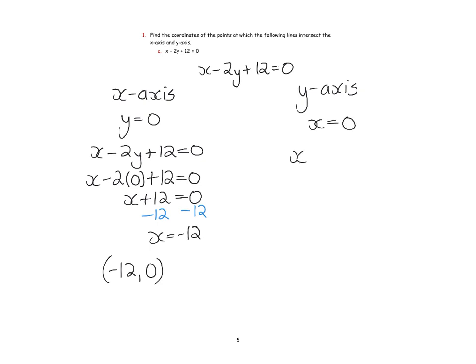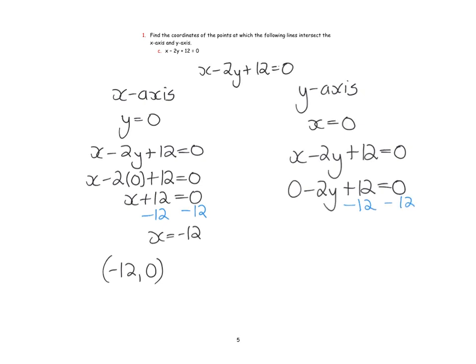So we write down the line again, x minus 2y plus 12 is equal to 0. We replace x with 0, so it becomes 0 minus 2y plus 12 is equal to 0. We can take 12 from both sides. This becomes minus 2y is equal to minus 12. So we're going to divide both sides by minus 2.